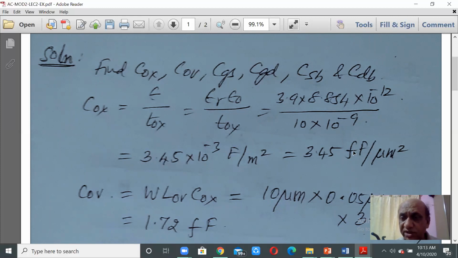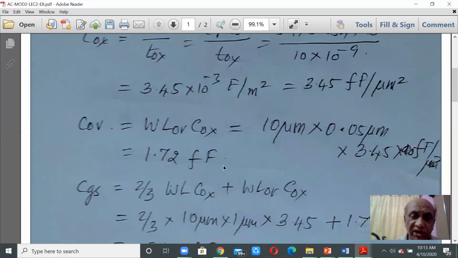Here it is mentioned in terms of femtofarad per micrometer square. Femto is 10 to the power of minus 15, micro is 10 to the power of minus 6, and the square of that is 10 to the power of minus 12. So 10 to the power of minus 15 by 10 to the power of minus 12 gives the same thing, 10 to the power of minus 3. So Cov is W Lov into Cox. W and Lov are given here, and Cox we have found just now. If you substitute, you'll get the value as 1.72 femtofarad.